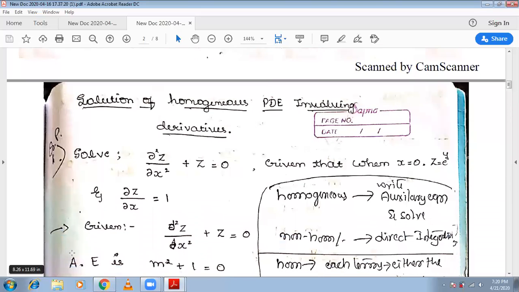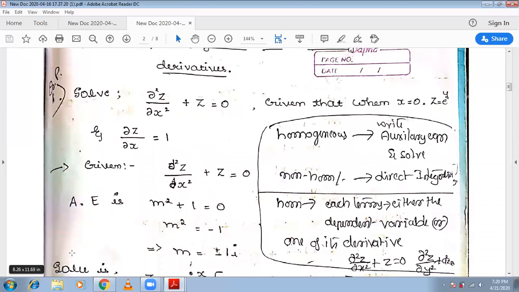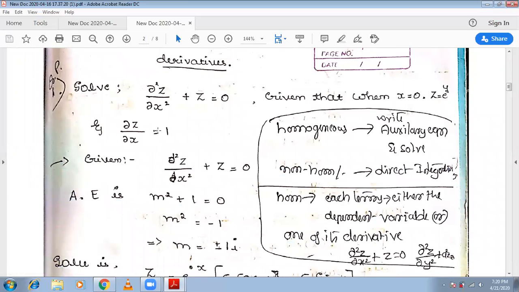See the first problem. This is a question paper problem. Solve del square z divided by del x square plus z is equal to 0, given that when x is equal to 0, z is equal to e power y, and del z by del x is equal to 1. Here they have given conditions. It means take x is equal to 0, z is equal to e power y, and another condition is x is equal to 0 and del z by del x is equal to 1.